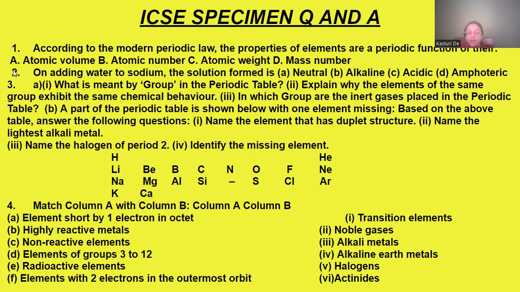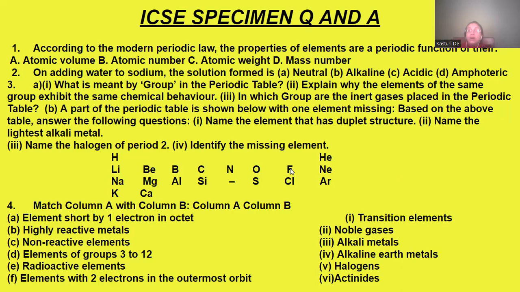Then name the halogen of period 2. Period 1 is this one, hydrogen and helium. And period 2 contains lithium, beryllium, boron, carbon, nitrogen, oxygen, fluorine, and neon. So this is period 2. And the halogen group is this one: fluorine, chlorine, this group. So the period 2 halogen is fluorine.